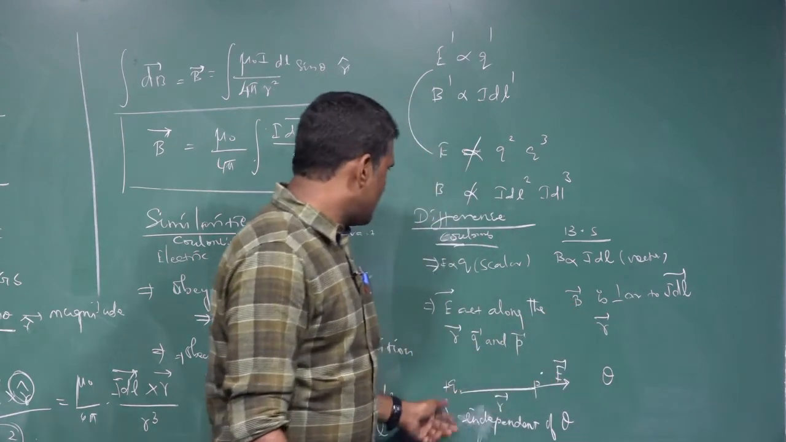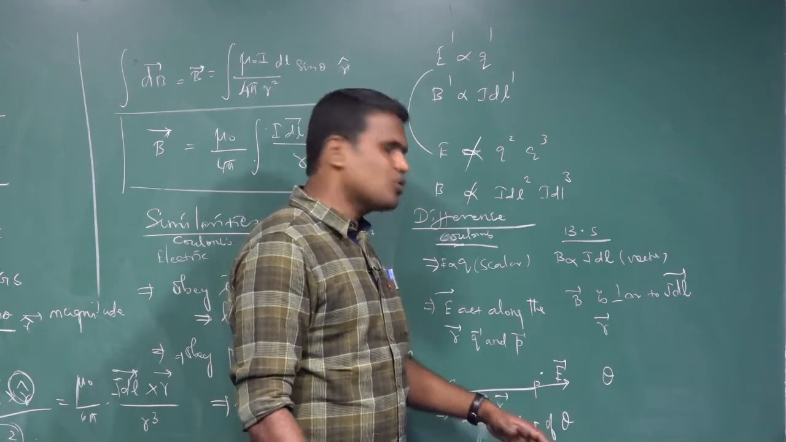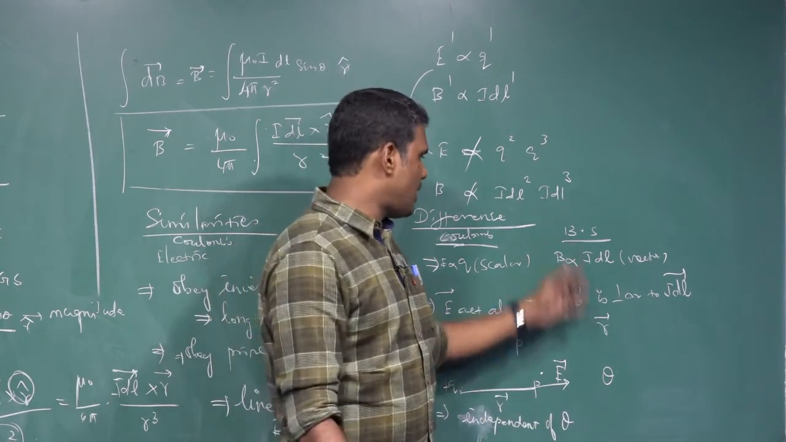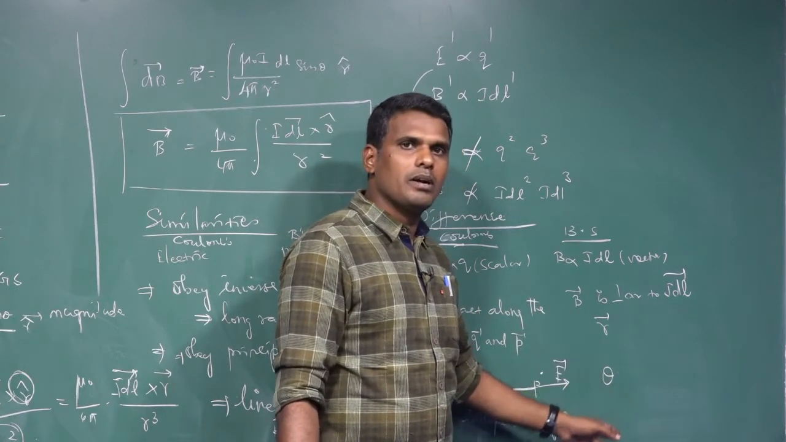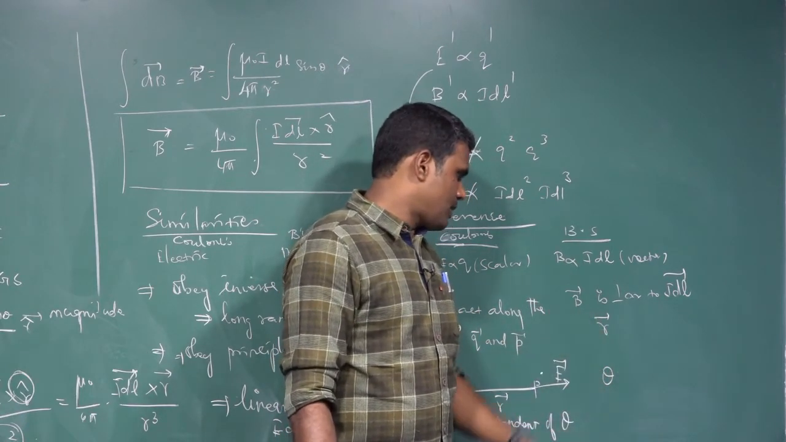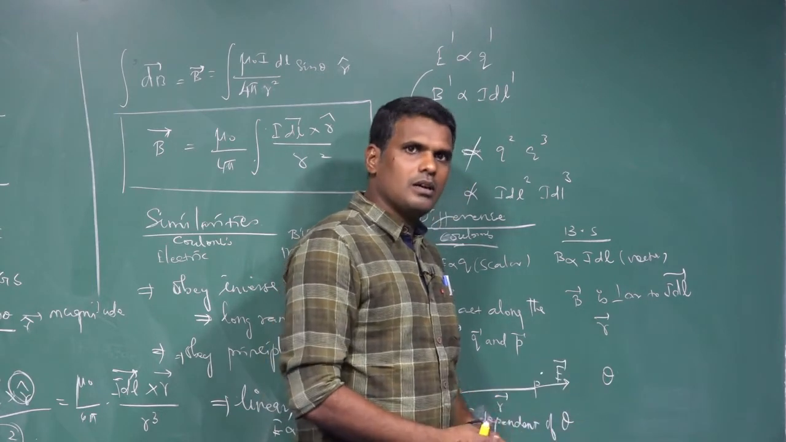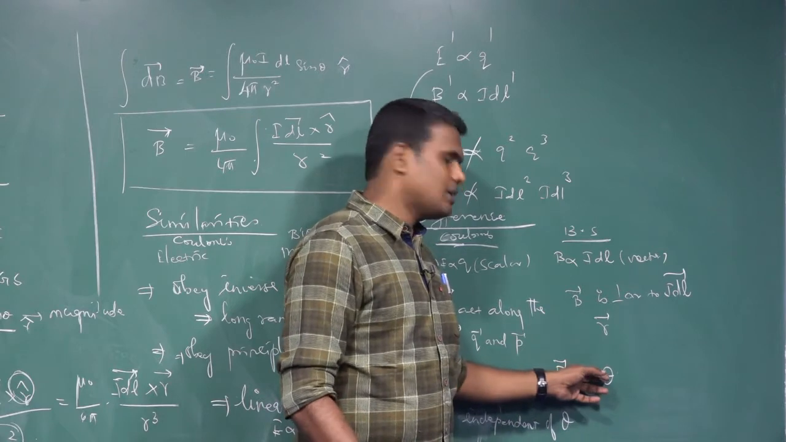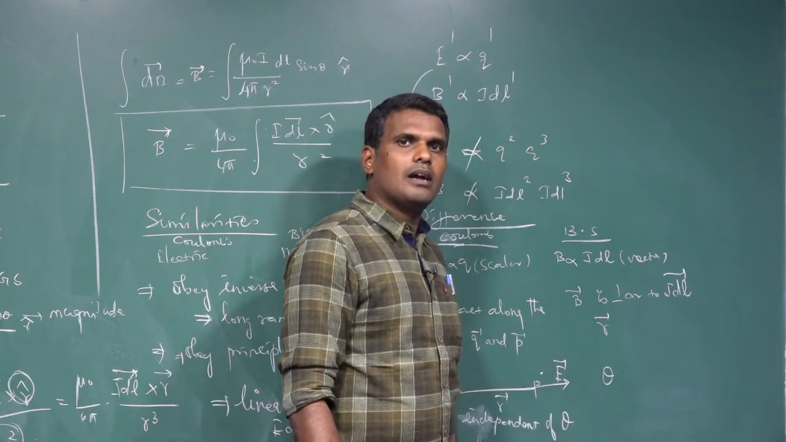And then the electric field is independent of theta. There is no such angle existing. Whereas in Biot-Savart's law, it depends upon the value of theta between the current element and the line joining the current element and the point. Or otherwise, in terms of position vector, I can simply say it depends upon the angle theta between current element and the position vector.